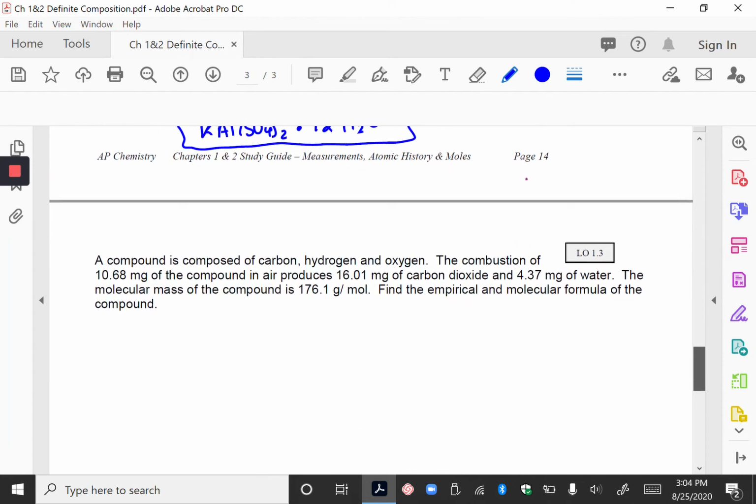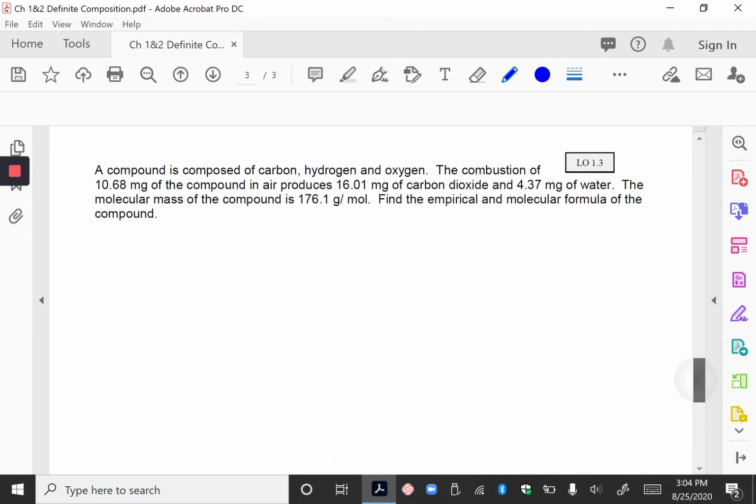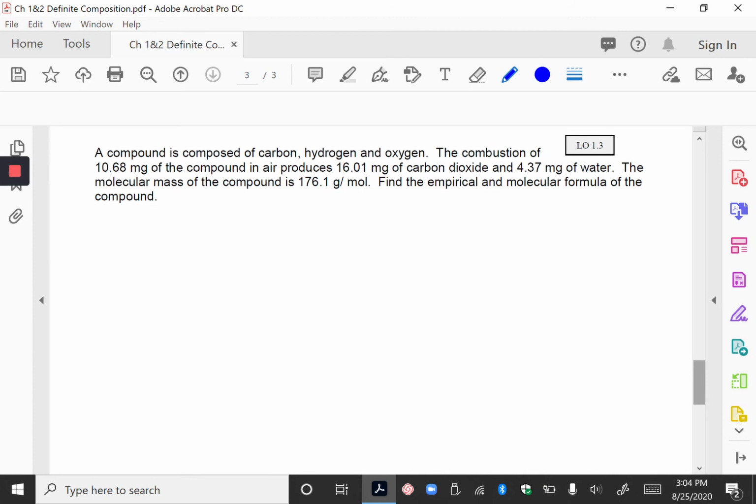All right, very last problem. You see, we left lots of space for that last problem. So let's read it together. A compound is composed of carbon, hydrogen, and oxygen. The combustion of 10.68 milligrams of the compound in air produces 16.01 milligrams of carbon dioxide, 4.37 milligrams of water. The molecular mass of the compound is 176.1 grams per mole. Find the empirical and molecular formula of the compound.